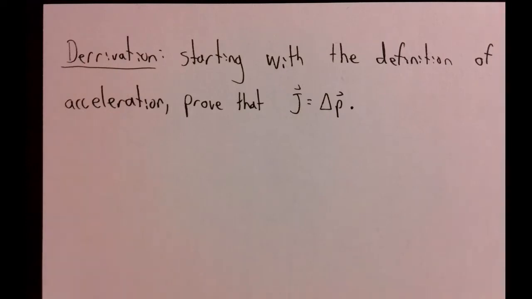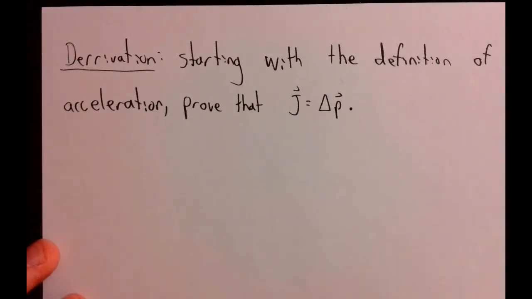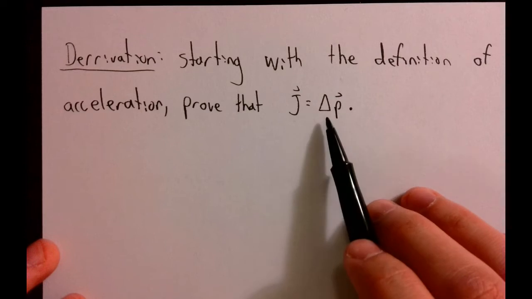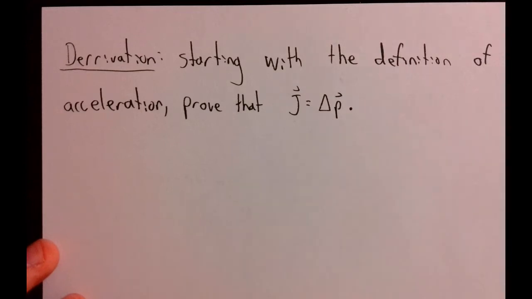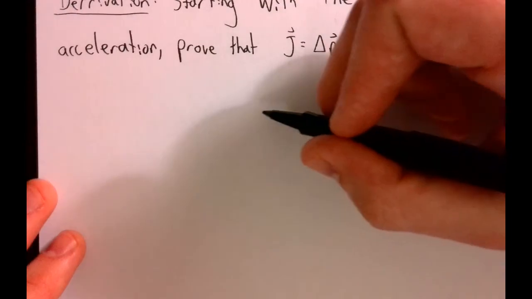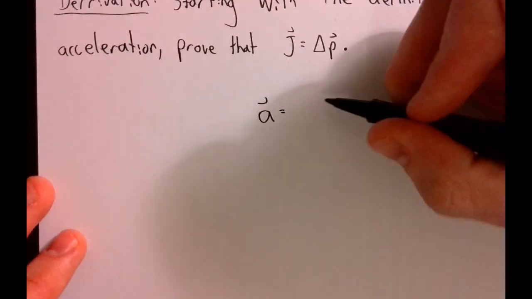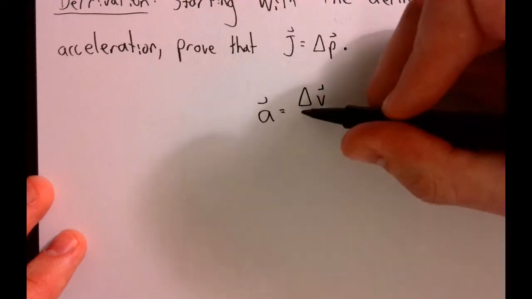So here's what it says. Starting with the definition of acceleration, prove that impulse is equal to a change in momentum. So here's the definition of acceleration. They wanted us to start with this and prove all the rest of that.